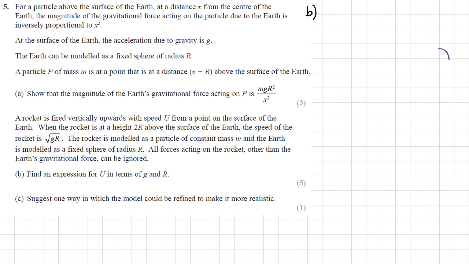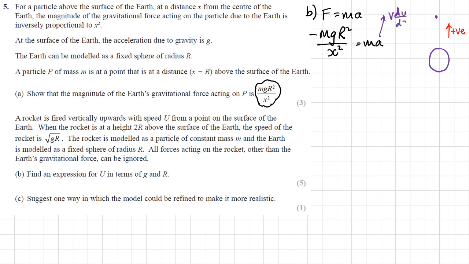Okay, so the first thing I'm going to do is a little diagram here. This is the Earth. This is the particle up here. I'm taking upwards, away from the Earth, as positive and using F equals ma. The force on the particle is going to be negative mg r squared over x squared, equal to ma. I can replace a with v dv/dx. So negative mg r squared over x squared is equal to m times v dv/dx. The m's are going to cancel out. We could have done that at the previous step. So I've now got negative g r squared over x squared is equal to v dv/dx.